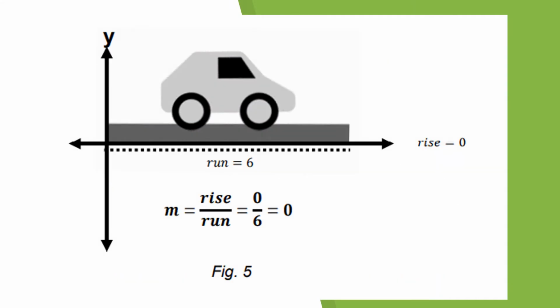Proceed. What if naman, hindi nag-rise, straight lang. Ang car, straight lang talaga. So, ang rise niya, 0. Ang run niya, 6. Thus, ang slope niya, 0. So, ang slope ng horizontal line, 0.